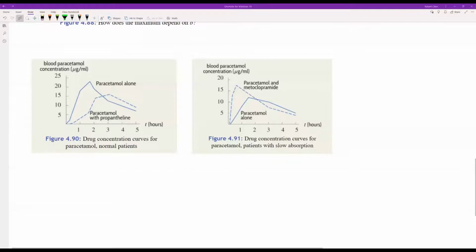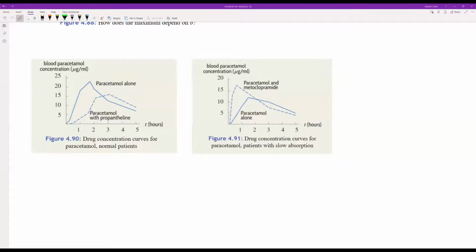Here is a quick example of application. Here we're looking at two different types of patient taking paracetamol, or with propranolol. I'm really bad at pronouncing these medical terms, but from my research on Google, I think paracetamol or acetaminophen are like Tylenol, like painkillers.